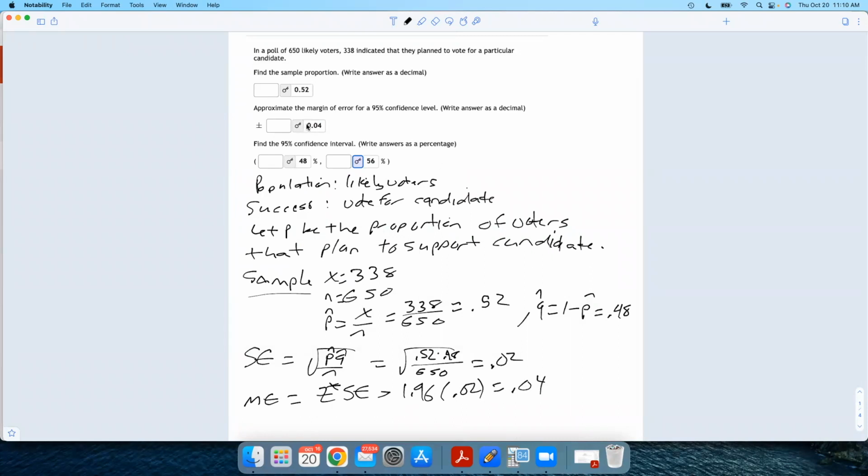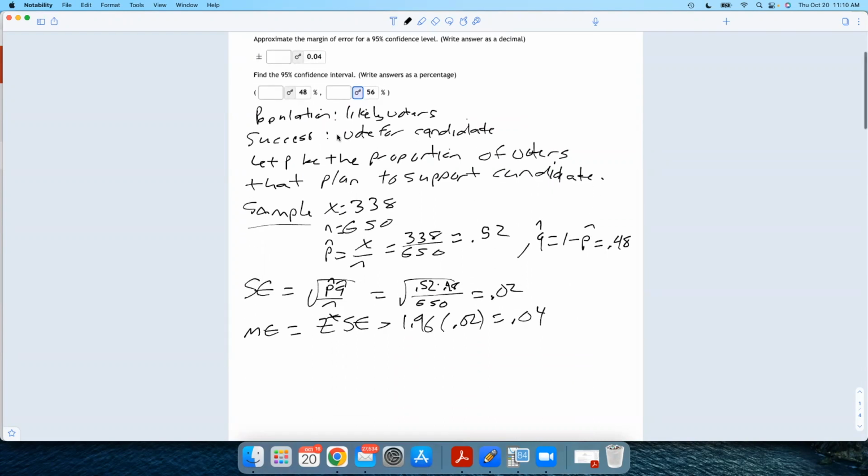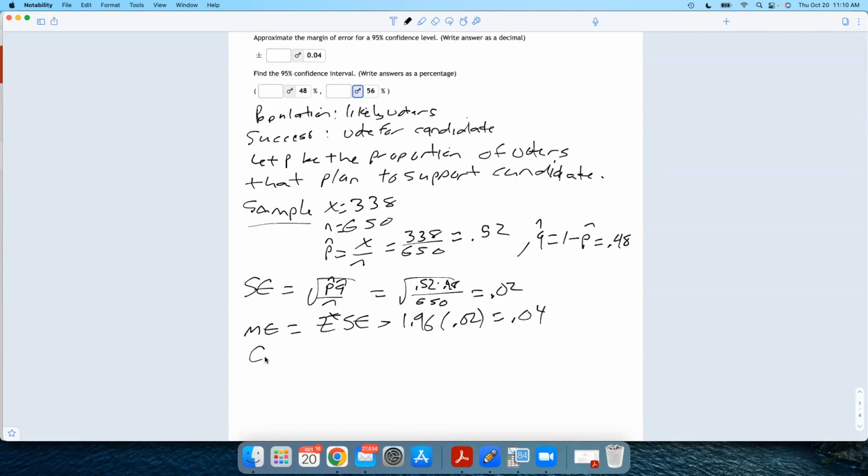They rounded quite a bit there. I would have put 0.038, but whatever. Then our confidence interval is always whatever the sample said, plus or minus the margin of error. So that's 52%. Notice you always got to read the questions very carefully, whether they want you to type decimals or percentages. These want percentages. So 52%, the sample, plus or minus 4%.